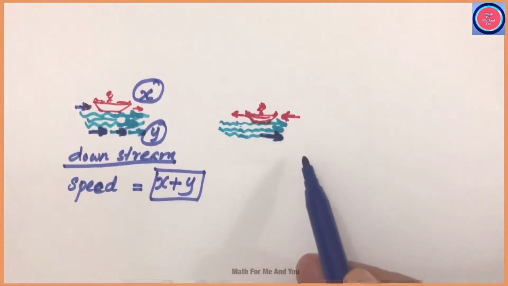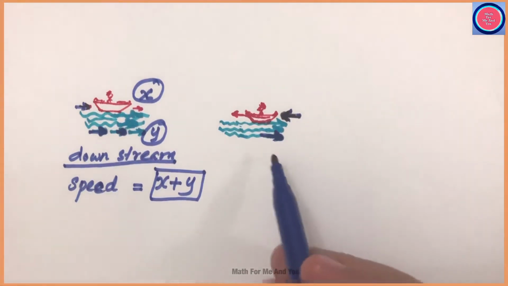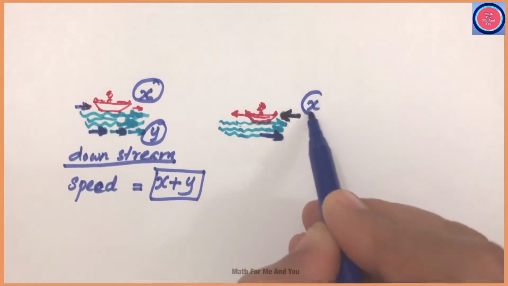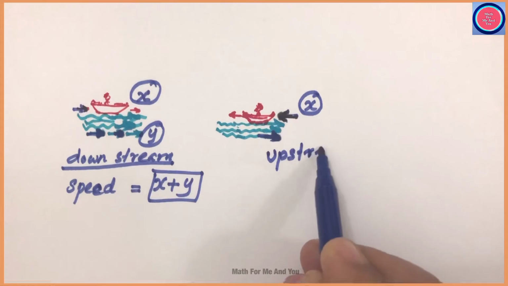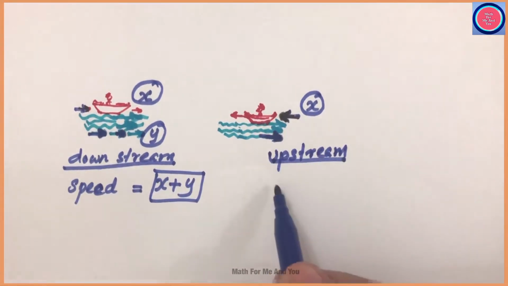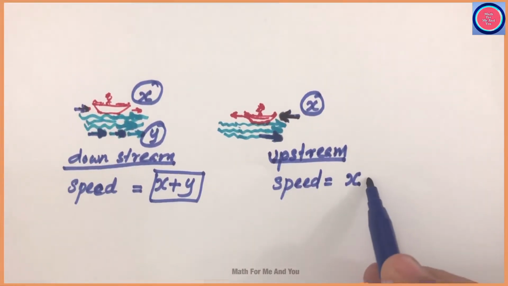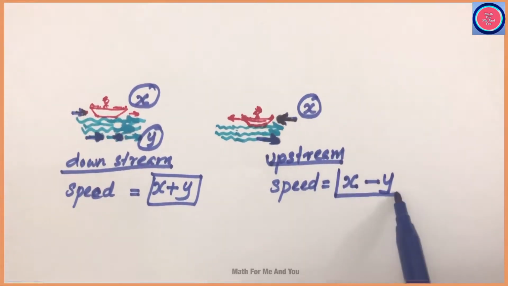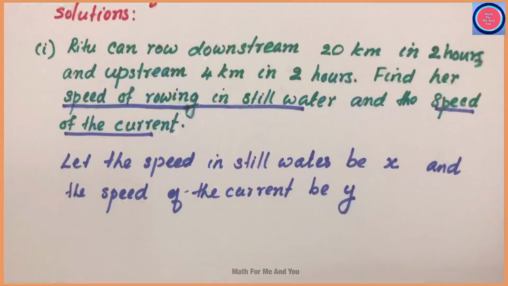Now about the second picture, you can see the boat moves in the opposite direction of the flow of water. That means the boat experiences an opposite force. So the speed of the boat will be less. That means we have to subtract the speed of the water from the speed of the boat, because the speed of the boat is the larger number. So when we write about upstream, the opposite way of movement of the boat, the upstream speed is x minus y. That means the force of the water we have to subtract from the speed of the boat.